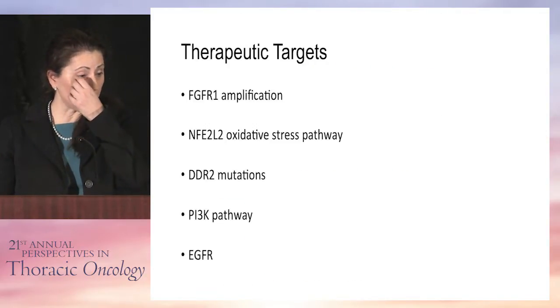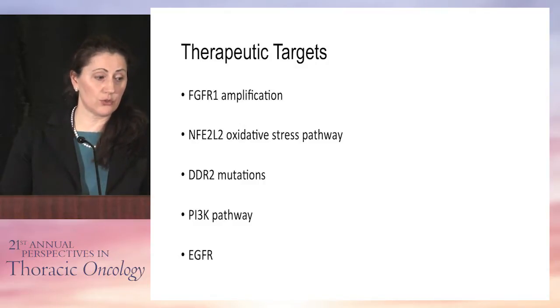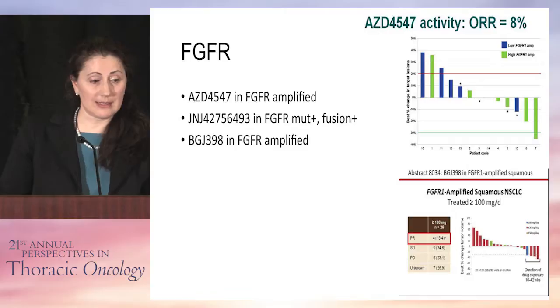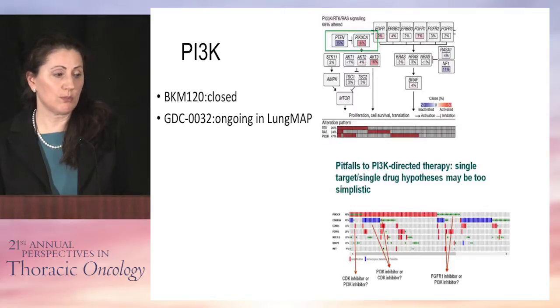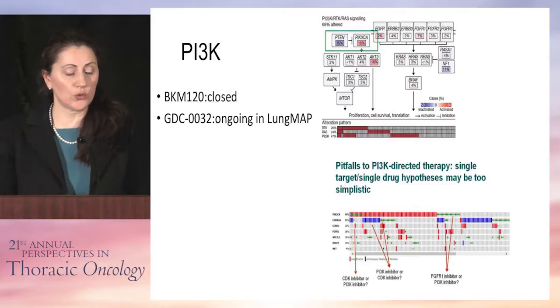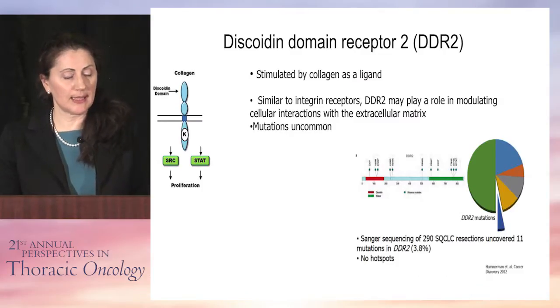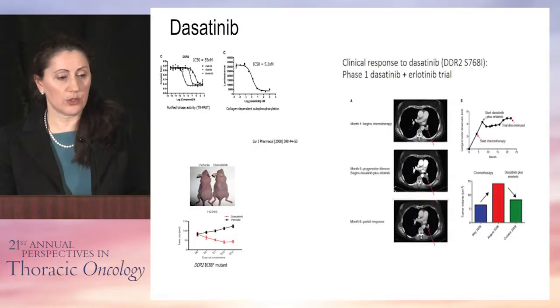We have selected a number of these for therapeutic target development, and those are the clinical trials in summary that have demonstrated modest activity against FGFR amplified tumors with the 2 agents, AZD4547 and BGJ398. We have also seen negative results with PKM120, a PI3 kinase targeted agent, and that trial was closed. There is still an ongoing clinical trial as part of LungMap with JDC032. We have also examined agents targeted against DDR2, and early results suggested that there is activity with the combination of dasatinib and erlotinib.